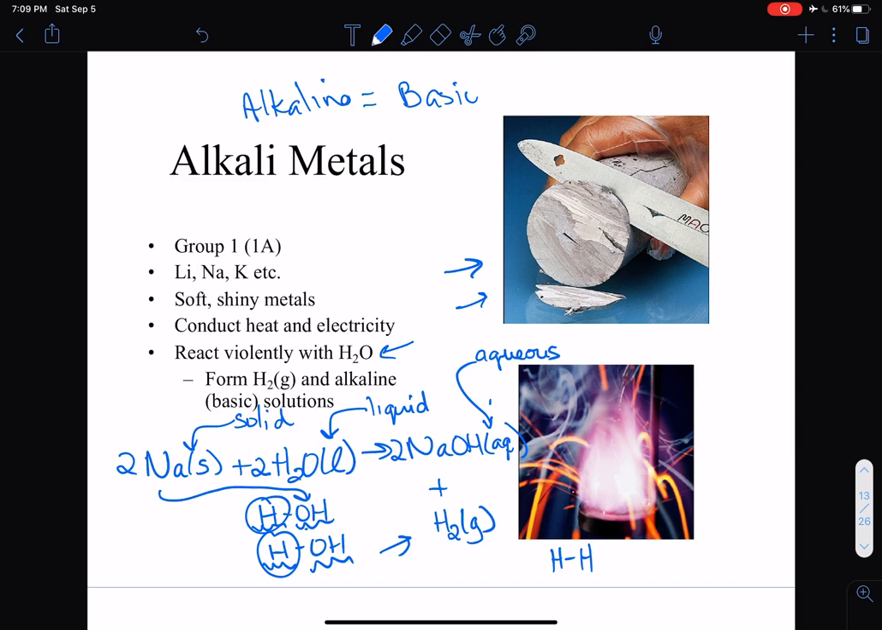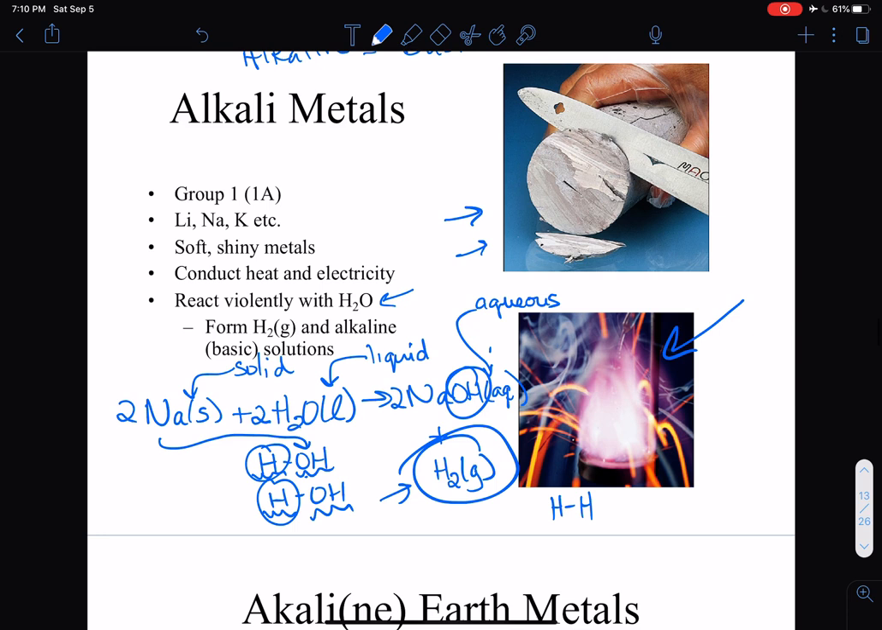So what happens here is it not only creates a basic solution, or alkaline or alkali solution, but it also creates hydrogen gas. Now, what's the problem with creating hydrogen gas? It's flammable. And not only does this reaction create a flammable gas, but it also gives off a lot of heat. So you have flammable gas and heat, and it's now obvious why we're getting this when we have this reaction, because you get a lot of combustion of your H2, okay? All right, so that's what happens with our alkali metals.